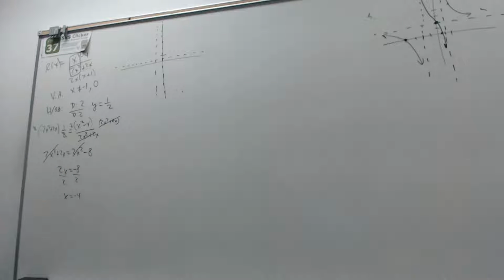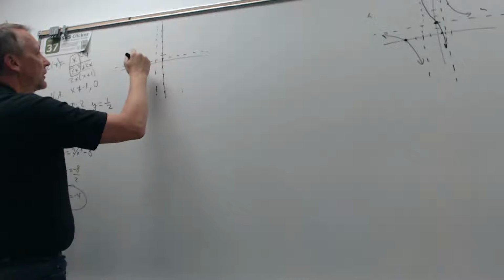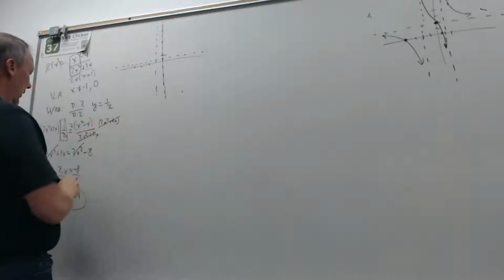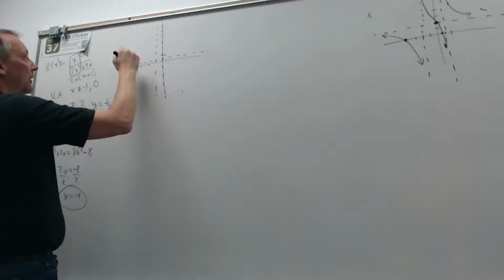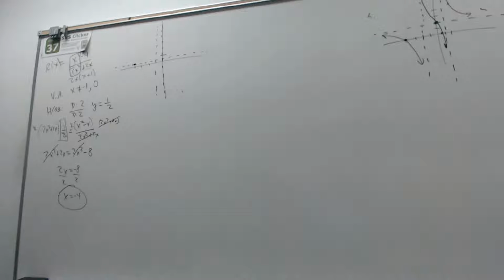Okay, so what did I just find? We just found where it crosses. It crosses at x equals -4, y equals 1/2. So x equals -4, 1, 2, 3, 4. Y equals 1/2, so it crosses there. Okay? Whoa. So does that mean we're not going to have one in the middle this time? Maybe, I don't know, let's see.